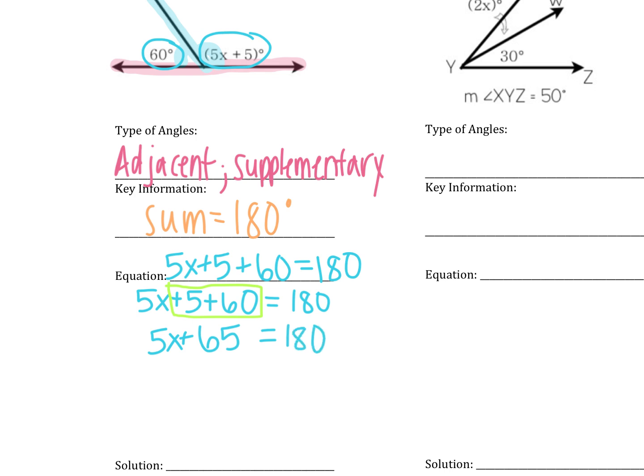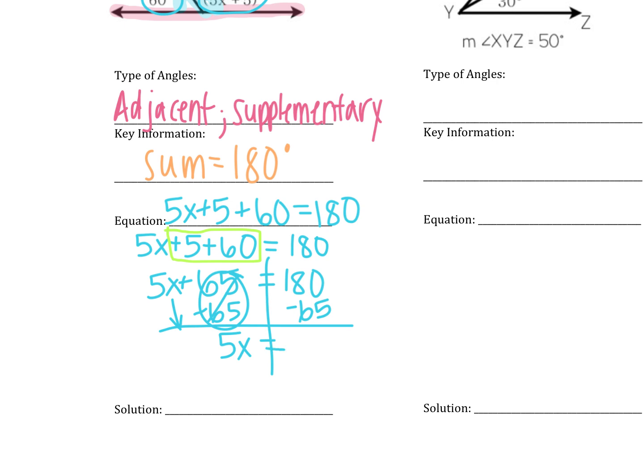Now we just solve it like a typical 2-step equation, and we're going to subtract 65 from both sides. And 65 minus 65 is 0. This cancels out, which leaves just 5x. And 180 minus 65 is 115. And now my last step, I'm going to divide both sides by 5. 5x divided by 5 is just 1x. And 115 divided by 5 is 23.